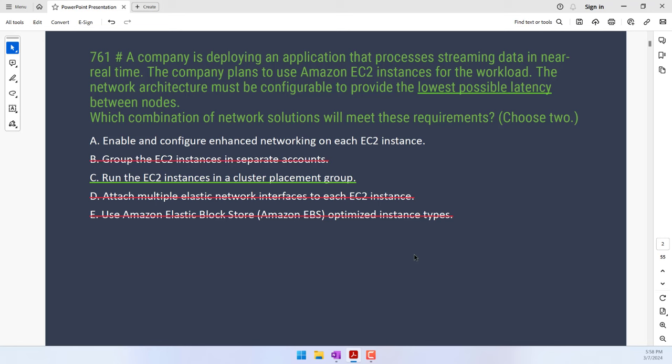A company wants to run its experimental workloads in the AWS cloud. The company has a budget for cloud spending. The company's CFO is concerned about cloud spending accountability for each department. The CFO wants to receive notification when the spending threshold reaches 60% of the budget. Which solution will meet these requirements?